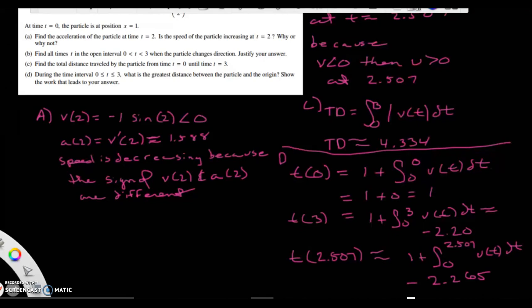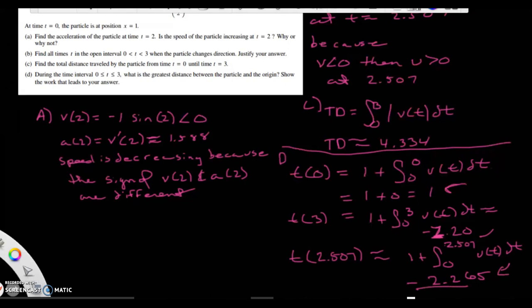Which one is the biggest? Is it going to be the one where I move nowhere? Is it going to be the 2.507 where, I'm sorry, the negative 1.19? That should be negative 1.19. I didn't add the 1 here either. Or is it going to be this?